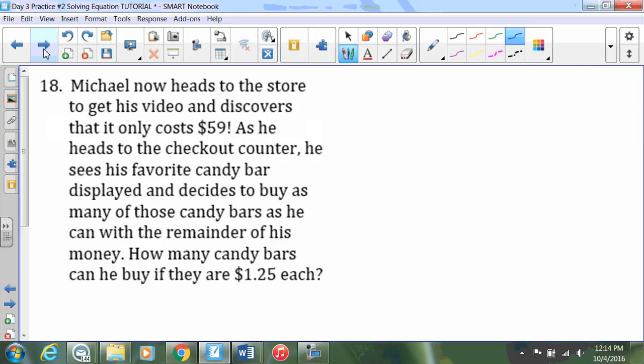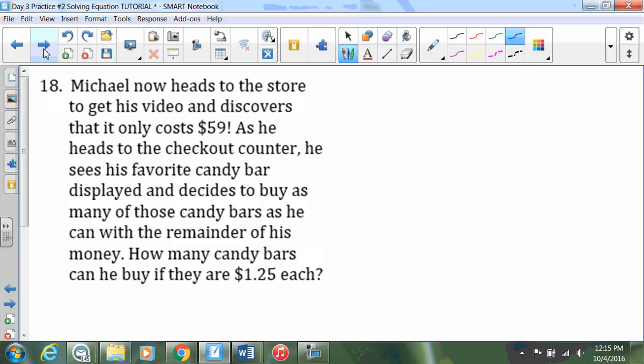Here we go. Michael now heads to the store to get his video game and discovers that it only costs $59. As he heads to the checkout counter, he sees his favorite candy bar displayed and decides to buy as many of those candy bars as he can with the remainder of his money. How many candy bars can he buy if they are $1.25 each?